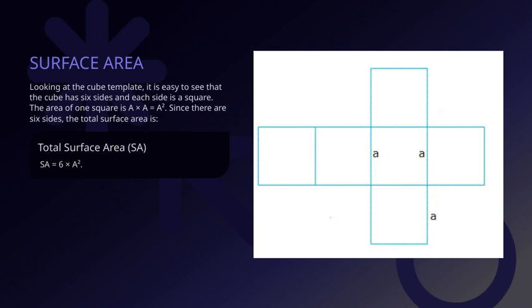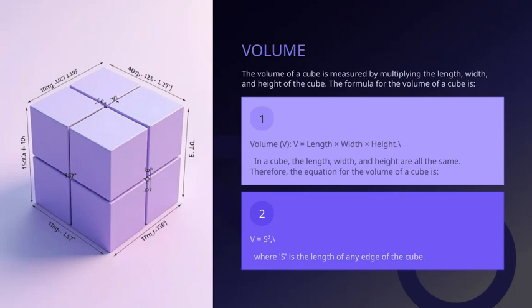This is a fundamental concept because understanding how to calculate the surface area helps us grasp how much material is needed to cover the entire surface of the cube, tying into our overall theme of understanding geometric measurements. Let's talk about the volume of a cube.